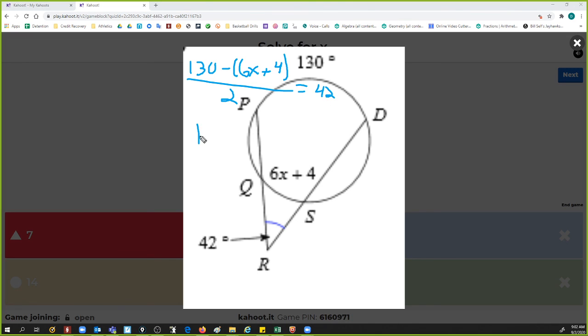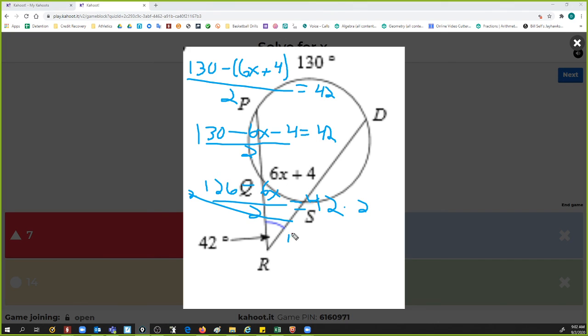So you've got to distribute the minus, so we get 130 minus 6x, and then that 4 also becomes minus, equal to 42. Combine like terms: 130 minus 4 is 126, minus 6x over 2 is equal to 42. So when we go times 2 on both sides, we get 126 minus 6x is equal to 84.